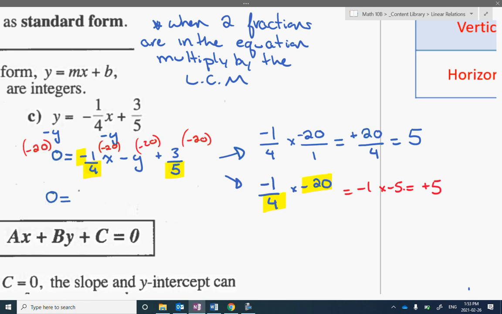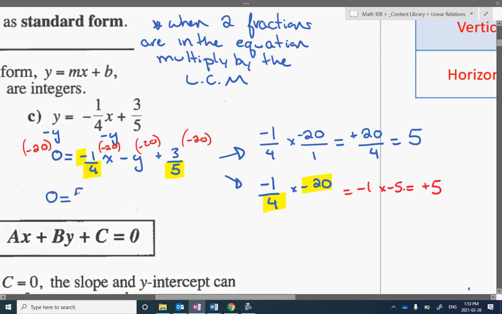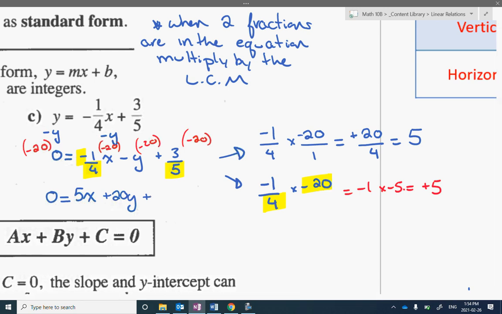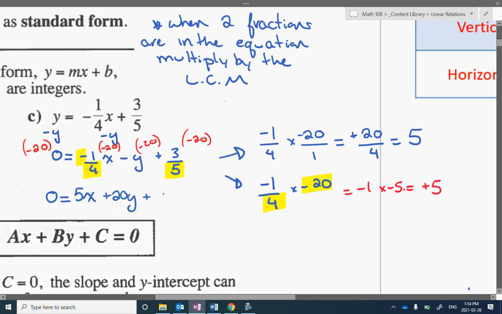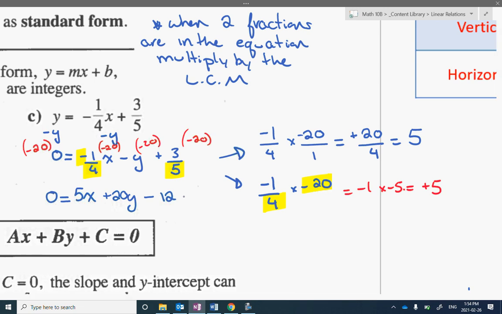So my first term ends up being 5x. For my second one, negative times a negative gives me a positive 20y. My last term, like I said, how I do it is I go 20 divided by 5 gives me 4. 4 times 3 gives us 12. In this case, it's going to be a negative 12 though. Break it down however it works best in your mind, right? We all think a little bit differently. As long as you're getting the right answer, that's what counts in the end.